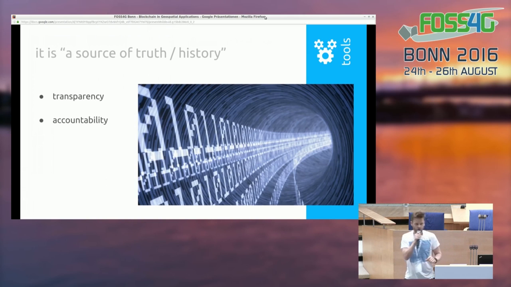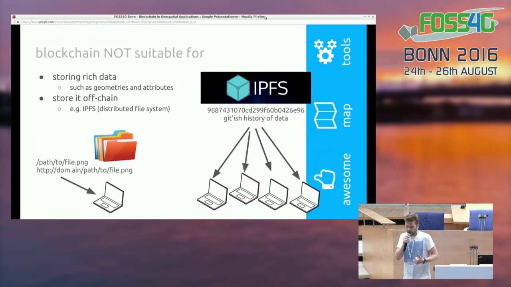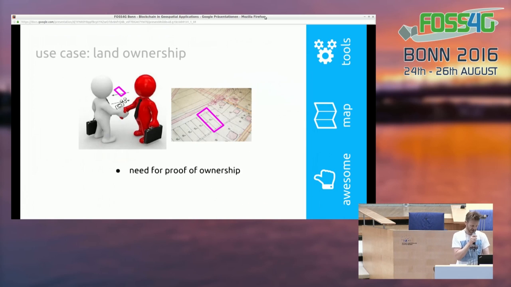And that means this can be a source of truth that runs like a backbone through your application. It creates transparency and accountability. You can't, however, store rich data on the system, so you could do that off-chain in a system called IPFS, for instance, which is super interesting. I think IPFS is going to be very applicable in our industry as well. You don't refer to a file by its location, but by its content. And that means that multiple computers can have it, and you will always pull the file from the computer that's nearest to you, even from multiple computers at the same time. So this is fast and it's resilient.